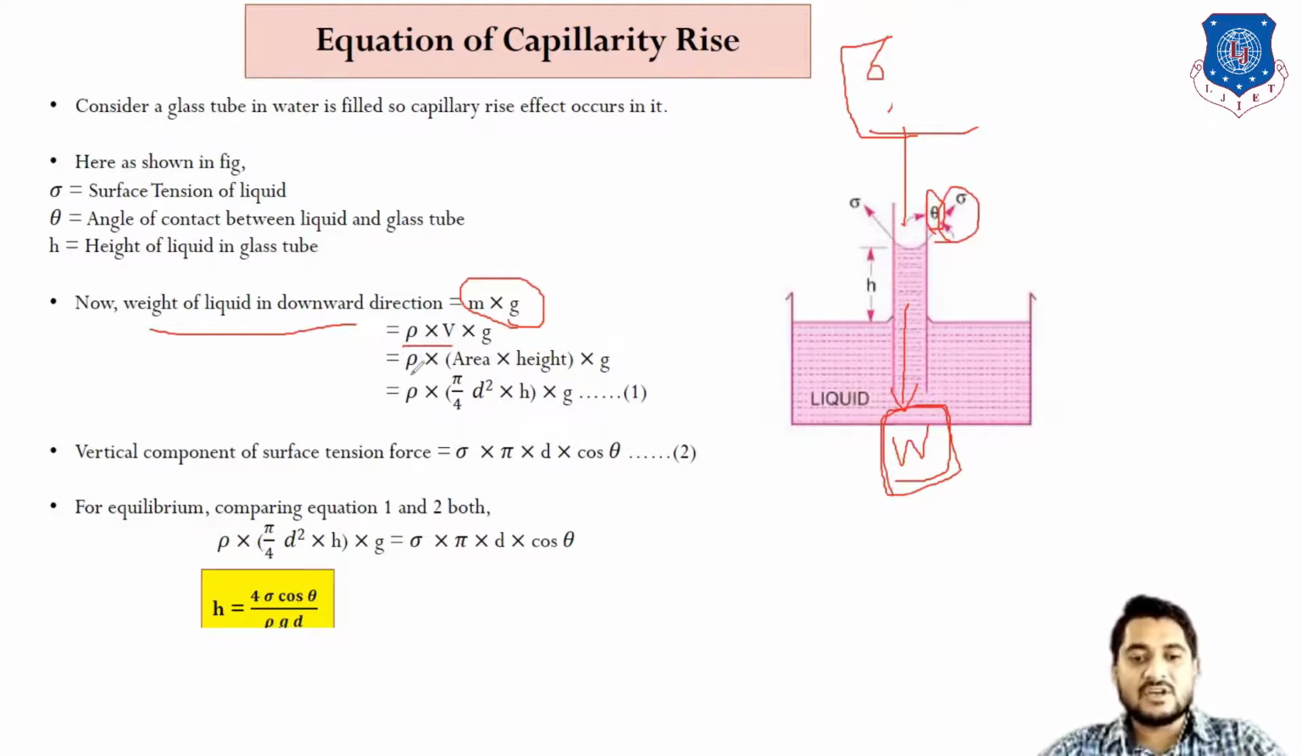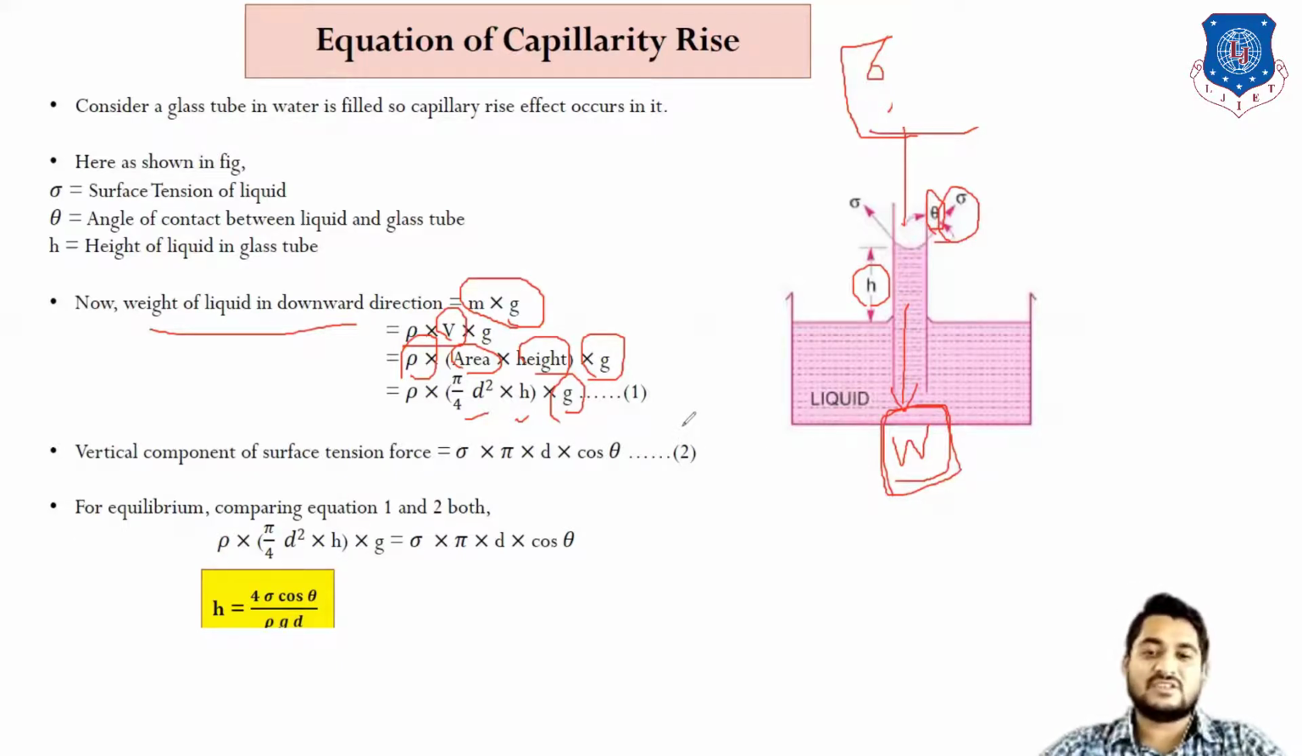In the third step, rho and g will remain as they are, but for volume we can write volume is equal to area into height. That's why rho into the area of this glass tube. This glass tube is circular in shape, so the area will be pi by 4 d square. The height will be h as you can see in this sketch, and g is the gravitational acceleration. So this is the vertically downward force. We can write it as equation number 1.